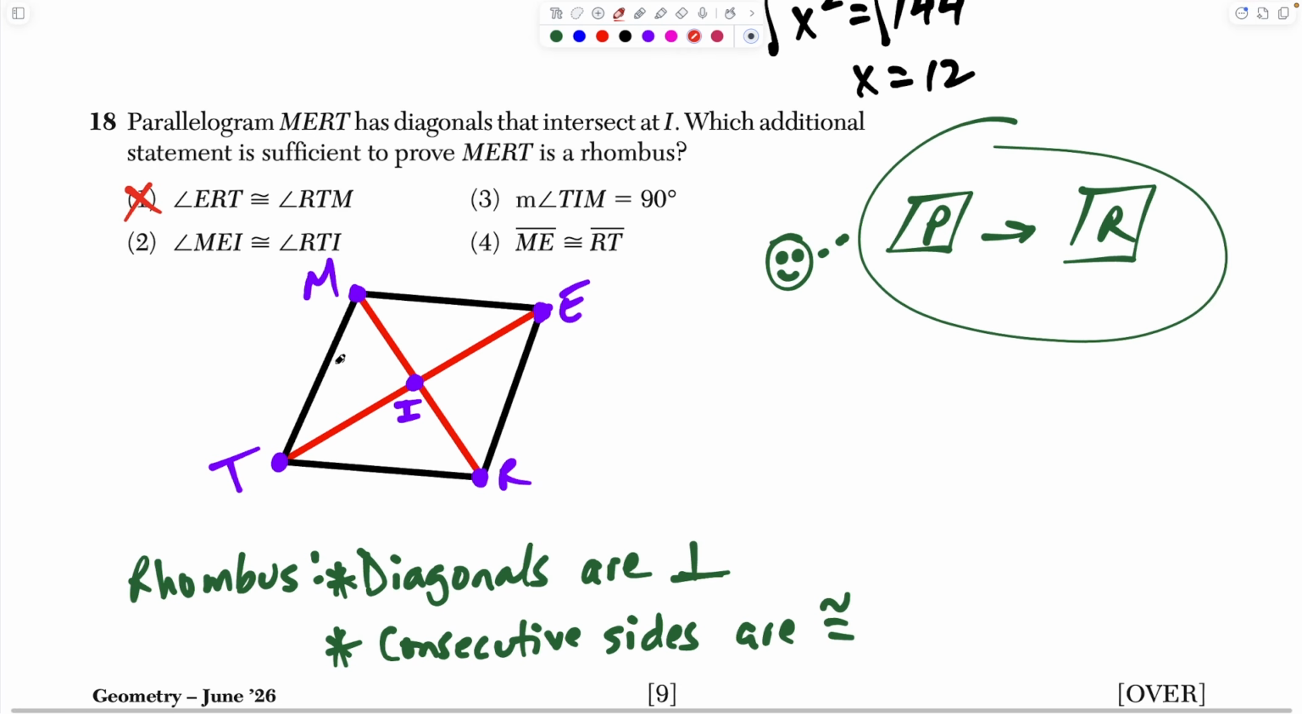But this would show, if consecutive angles of a parallelogram were congruent, that would show that you have two 90-degree angles. And if you have two 90-degree angles inside a parallelogram, you automatically have a rectangle.